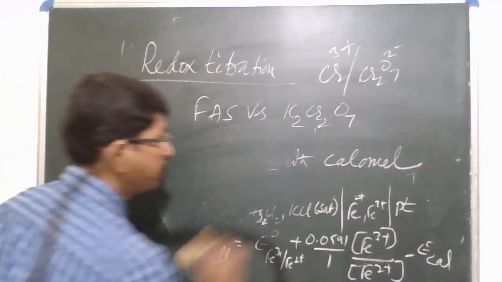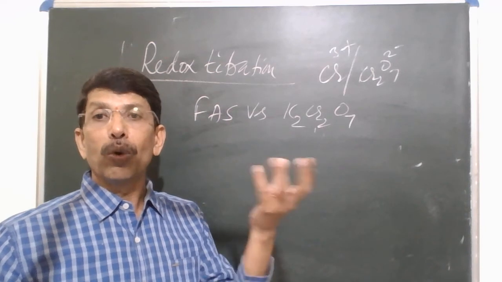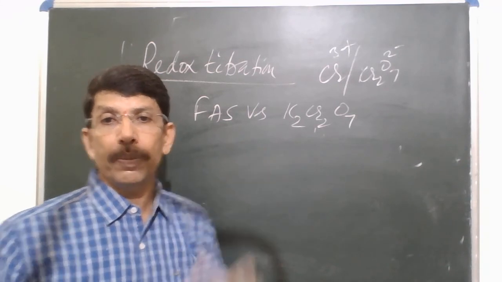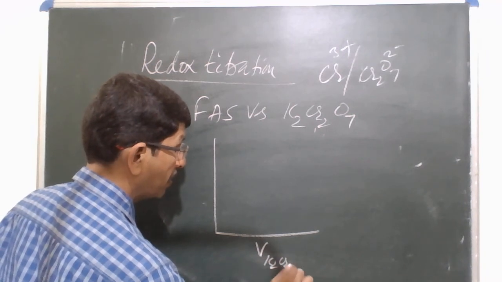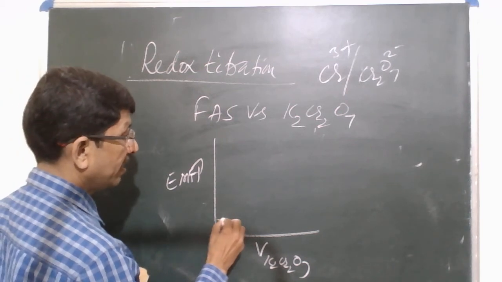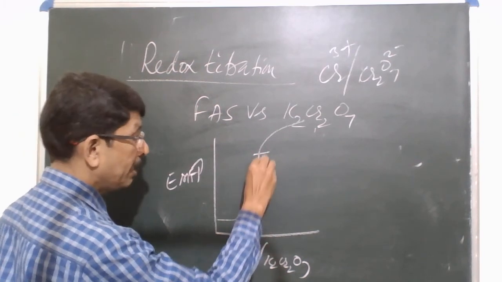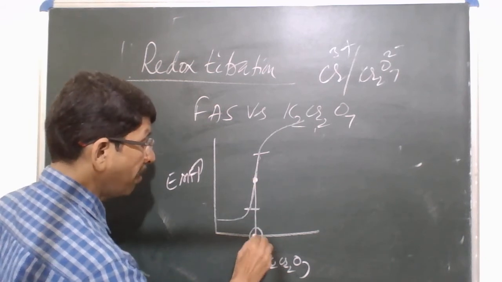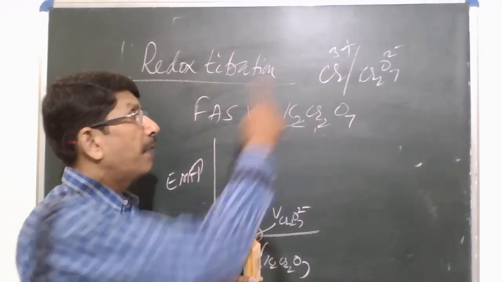So once we observe a sudden increase in EMF, we take 3 or 4 more EMF readings by adding 3 or 4 more drops of dichromate. Then we stop. Then we plot the graph of volume of dichromate versus EMF. As usual, we find this type of graph. So identify the steeply rising or linear portion of the curve, locate the midpoint, then the volume of dichromate corresponding to this midpoint is the volume of dichromate consumed by FAS.